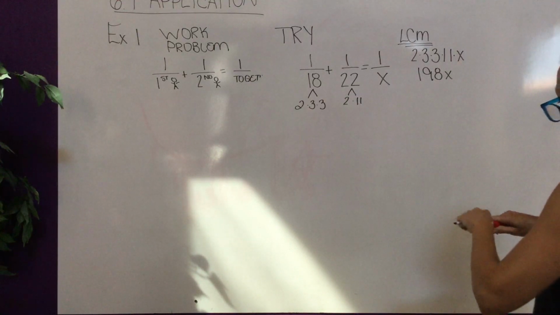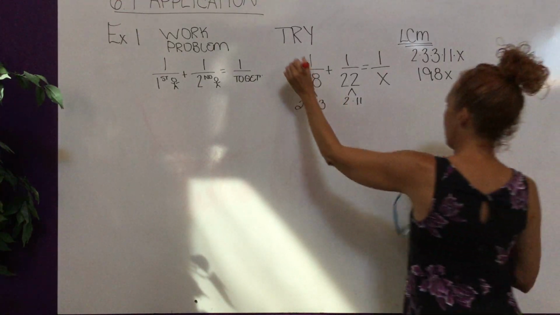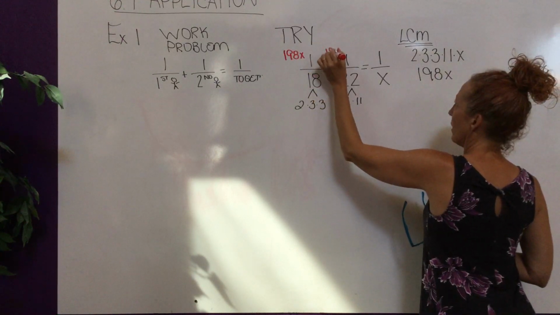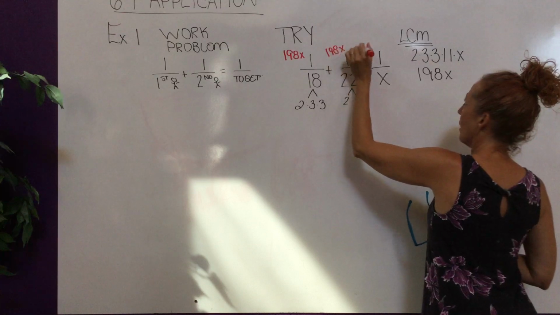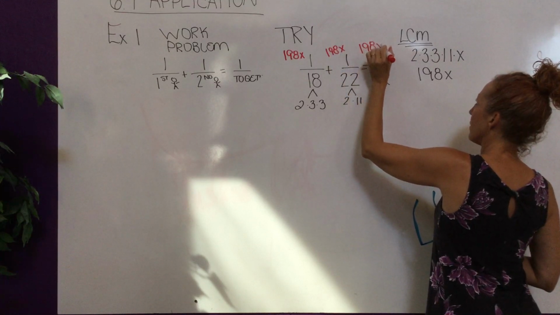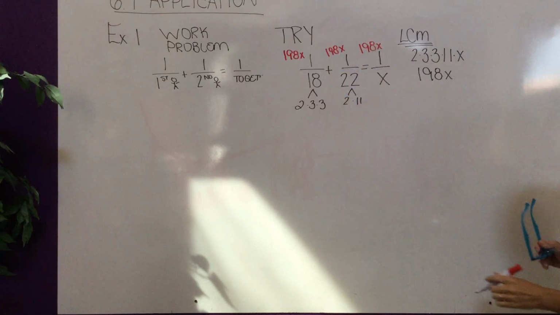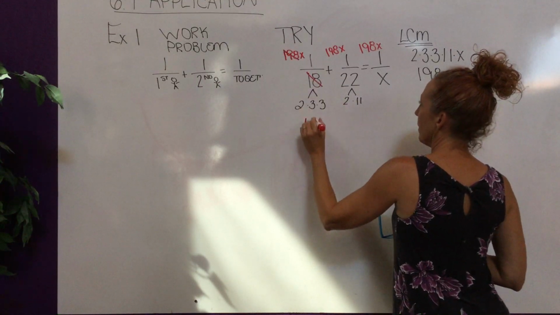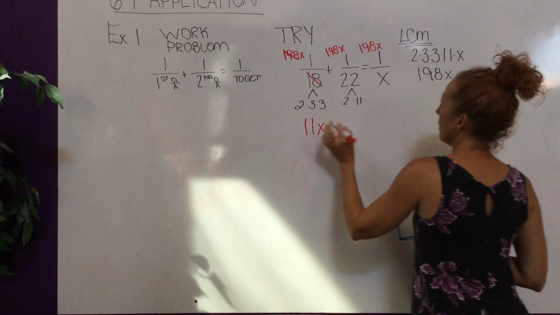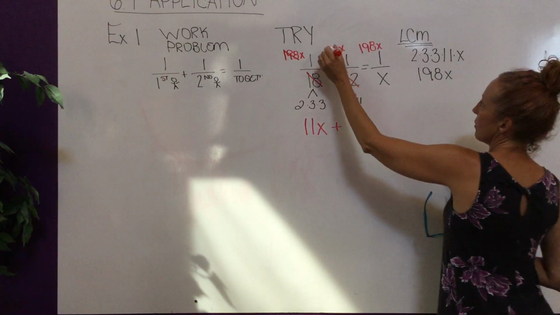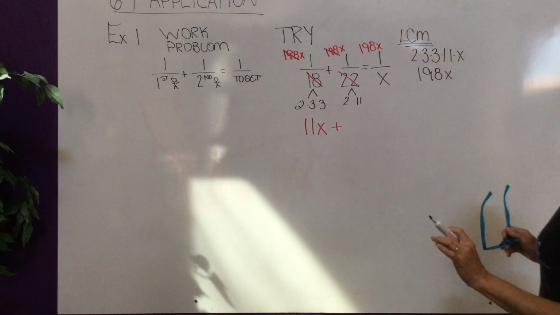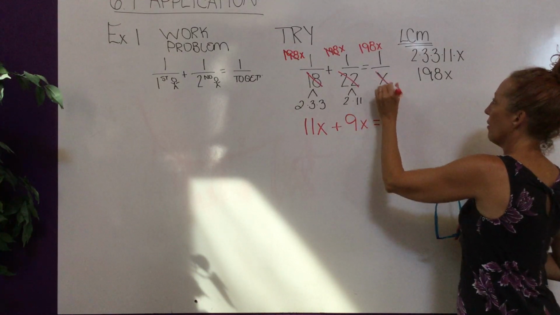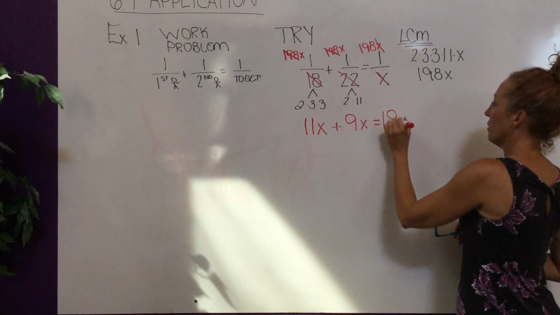So we are going to write down 198x right here, and 198x right here, and 198x right here. 18 goes into 198 11 times. 22 goes into 198 9 times. And here the x's cancel.